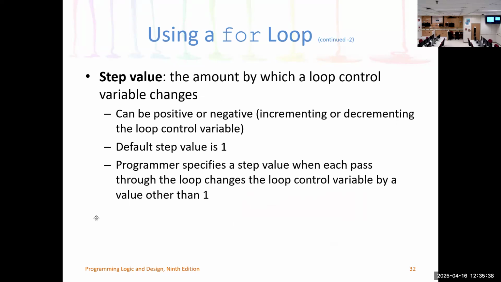The amount by which the loop controller will change can be positive or negative. That's the example I gave in the case you want to count down from 100 to 0. In that case, the step is negative number 1. So it can be any integer number. The default step is number 1, but of course it can be number 5 or number 10 or negative 5 or negative 10. It doesn't matter.